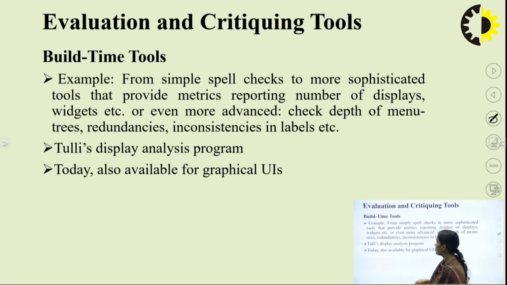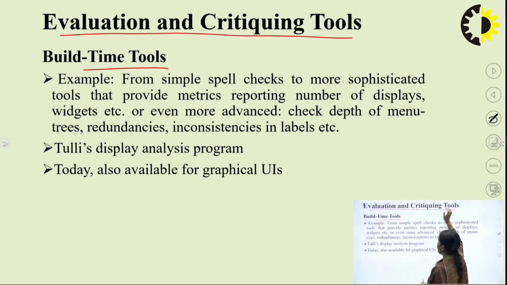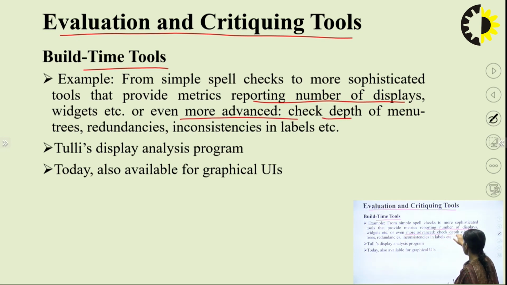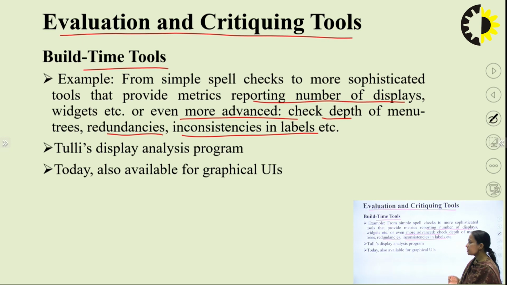Then moving on to the build time tools, means now we are moving on to the evaluation and critiquing tools. In this, firstly we are discussing the build time tools. Take the example of simple spell checks to more sophisticated tools that will give us a matrix reporting the number of displays, widgets, or even more advanced, they tell us the depth of menus, trees, redundancies, inconsistency or labels. Then the tool is a display analysis program.